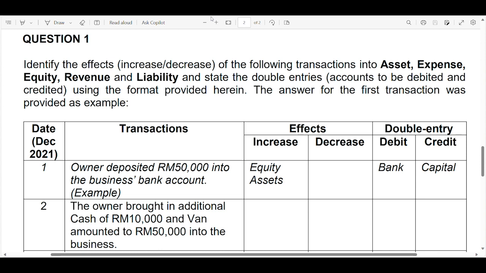So what is the instruction? Identify the effects, increase or decrease, of the following transactions into asset, expense, equity, revenue, and liability. When we decide on the effects, increase or decrease, for the transaction, we need to use this accounting classification. Use the term required in the question. And then state the double entry, debit or credit, using the format given.